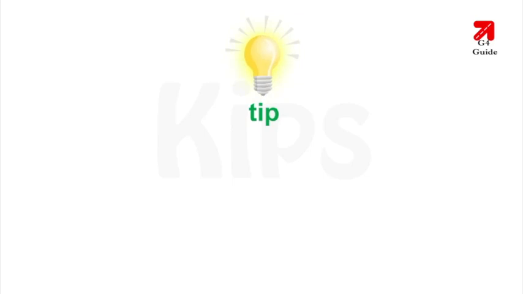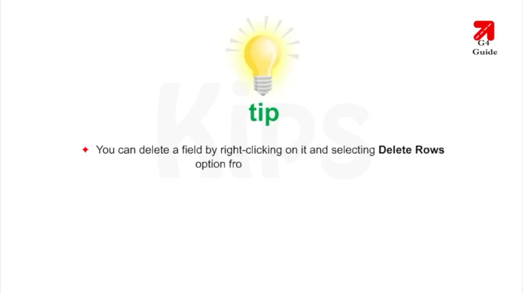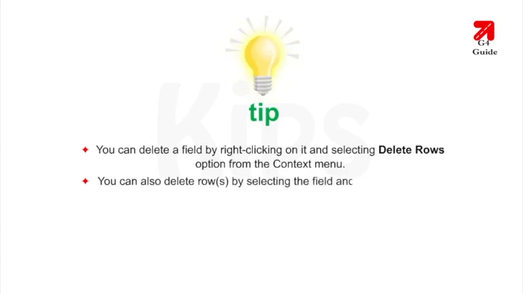Let me give you a couple of tips on how to delete rows. You can delete a field by right-clicking on it and selecting Delete Rows option from the context menu. You can also delete rows by selecting the field and pressing the Delete key on the keyboard.